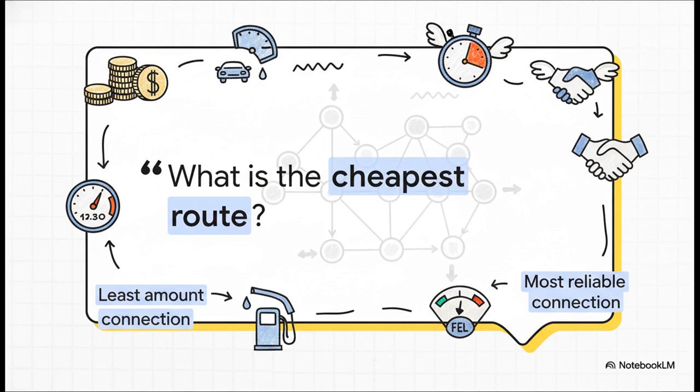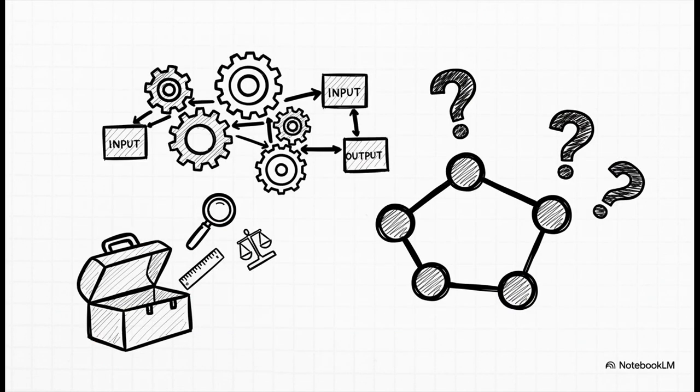This is where optimization gets really, really interesting. Because here, cheap doesn't just mean money. It could be the fastest time, the least amount of fuel, or the most reliable connection. And that's the whole point, isn't it? These aren't just random questions we're asking. They are the core problems that graph theory was built to solve. And for each one of these questions, there's a set of powerful, super reliable algorithms designed to give us the answer.